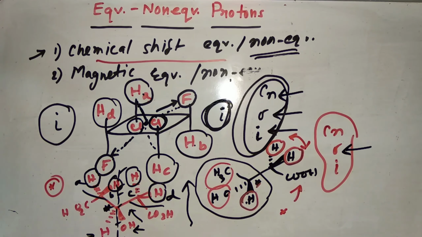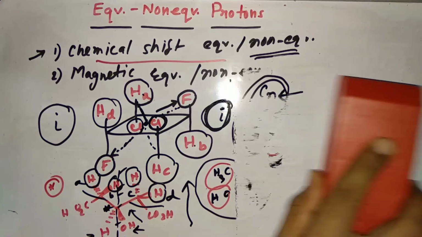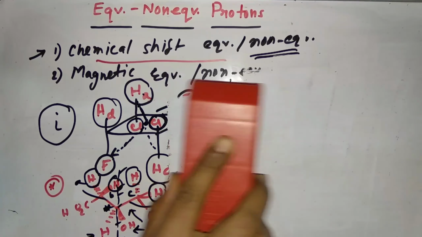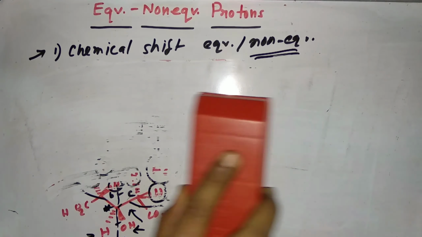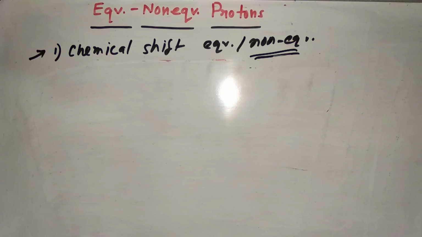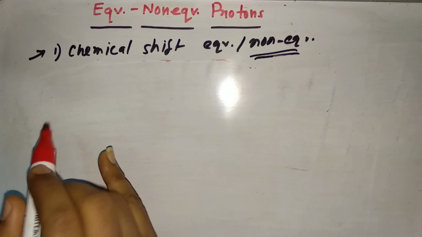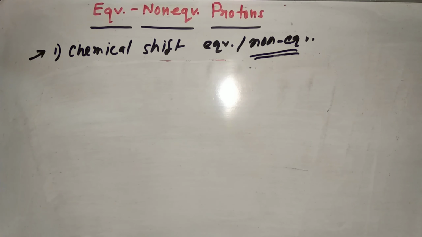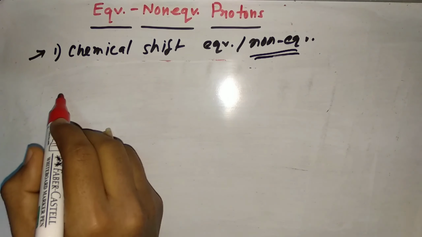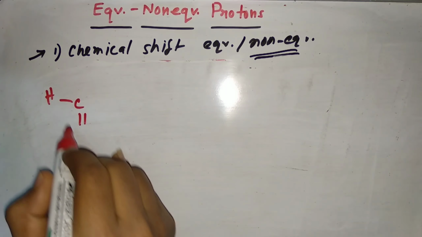Now coming to another example, also regarding chemical equivalence or non-equivalence, but it's quite different. First let me clear the board, and then I will show you. Now I am going to show you one important thing about chemical equivalence or non-equivalence. Let's take an example of a system that shows both chemical equivalence and non-equivalence under different conditions. Say the system is like this.